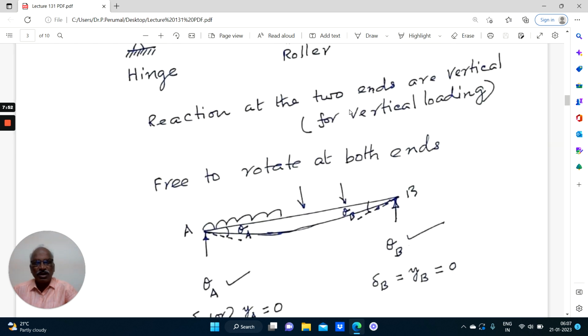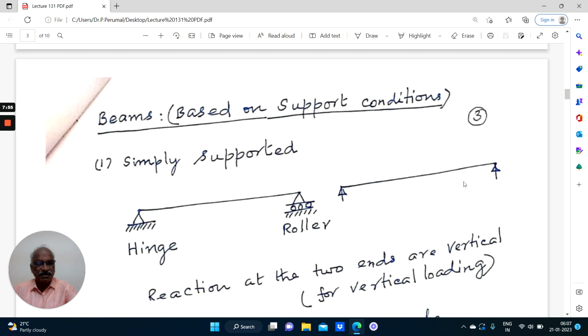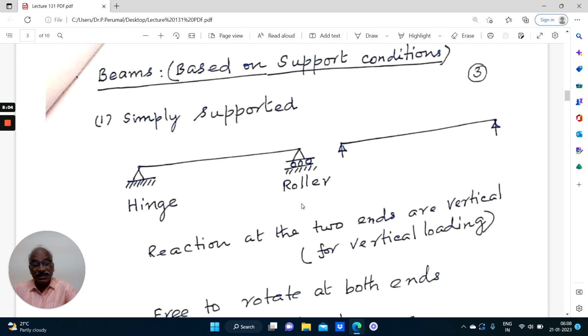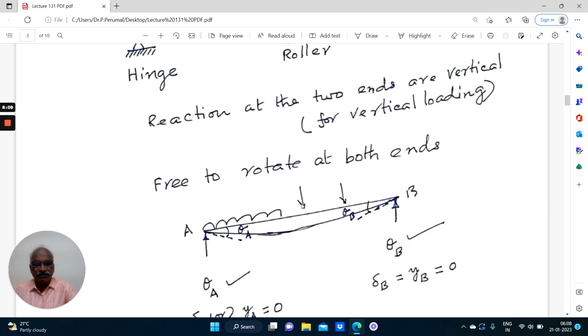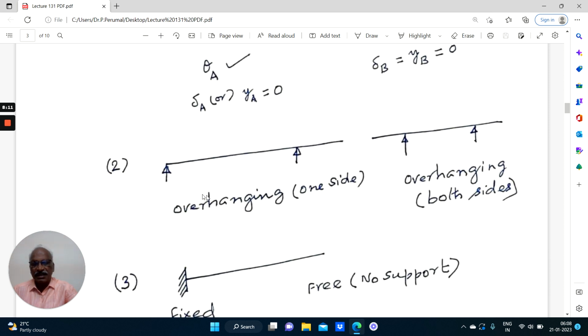But in the case of a roller support, if it is given like this, we will not be able to distinguish. If it is given like this, the roller is free to move in the horizontal direction. These basics will be helpful throughout the career. Fundamentals, right. This is an overhanging beam, or a simply supported beam with an overhang on one side. Here again, overhanging on both sides. It's an overhanging beam, overhanging on both sides.